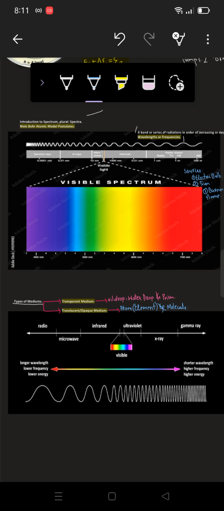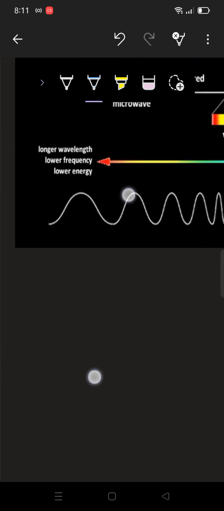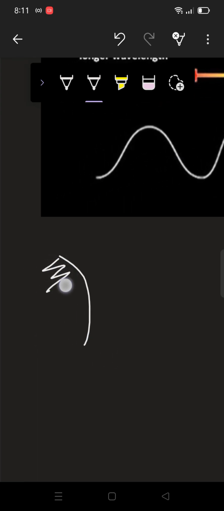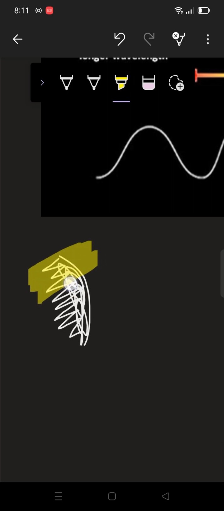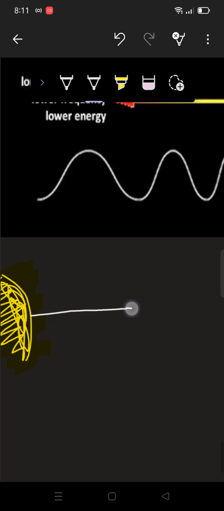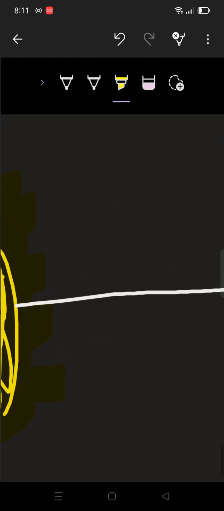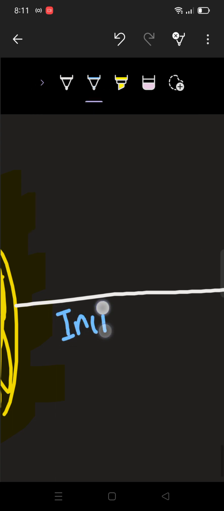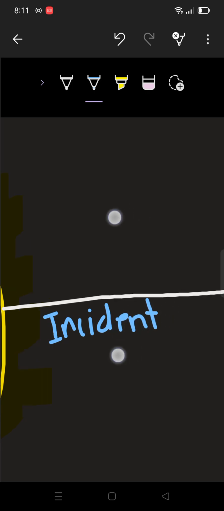Now let's discuss the spectrum of the sun, right? Suppose I have a sun here. This is basically the sun. Now let me take a ray of it, and that is known as the incident ray, right?